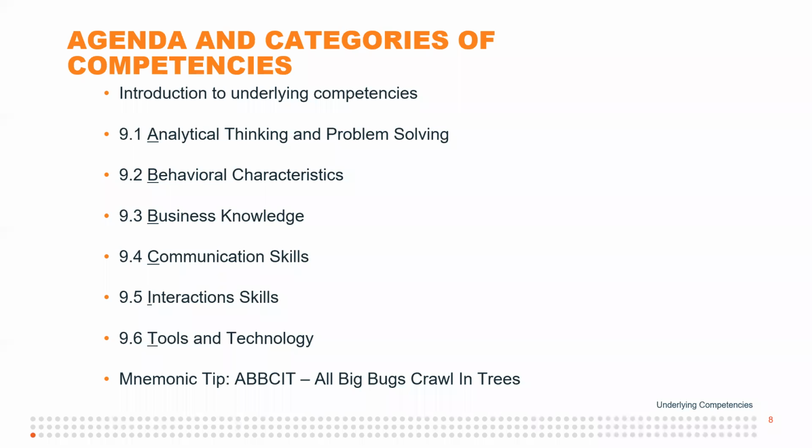Categories of the competencies. So there's an introduction to underlying competencies, and then these are the categories, and notice that the first letter of each word is underlined. So: analytical thinking and problem solving, behavioral characteristics, business knowledge, communication skills, interaction skills, and tools and technology. And so the mnemonic from that is ABBCIT, which is "all big bugs crawling trees." And that one was created by my student, Zachary Stein, and I like it. I think it's kind of good.